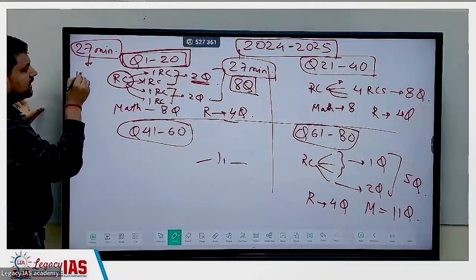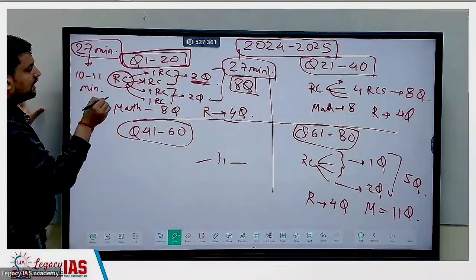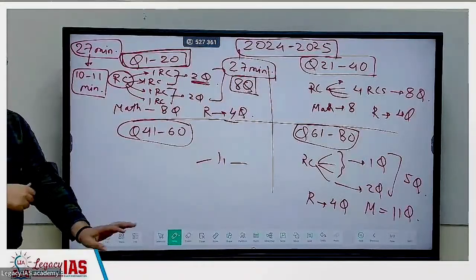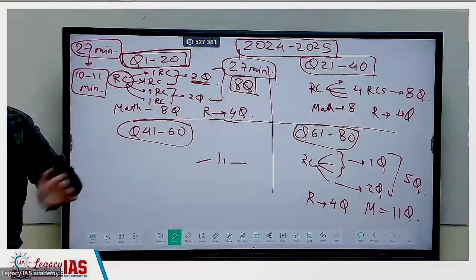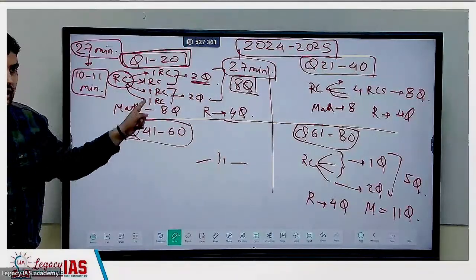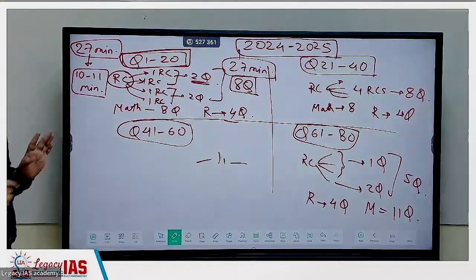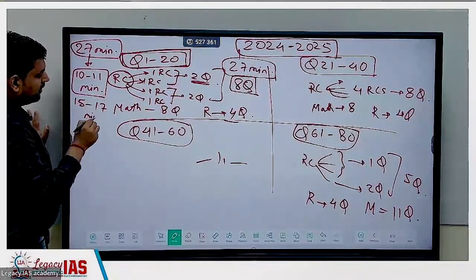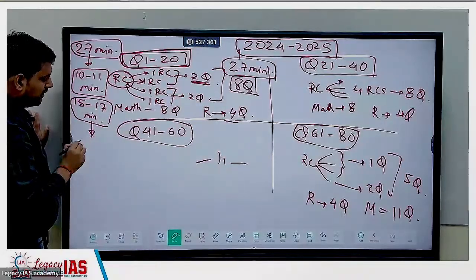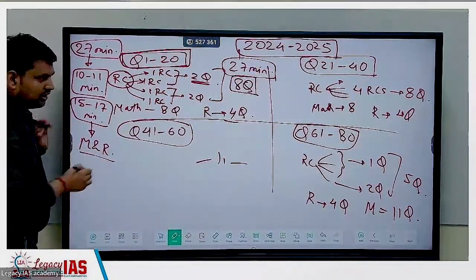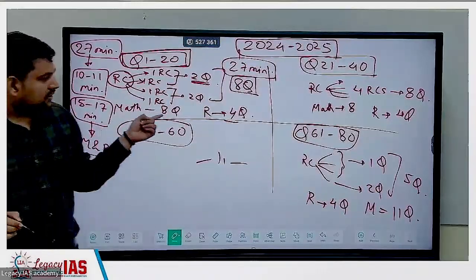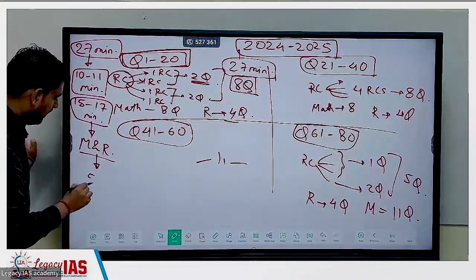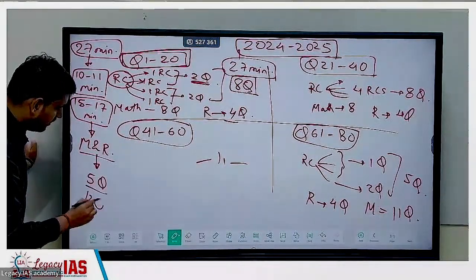So in the first 10-11 minutes, I want you to be done with all these 8 questions of RC. If you don't want to attempt 1 or 2 questions, that's fine. But whatever RC you want to do in this section should be done in 10 or 11 minutes. The next 15 to 17 minutes are for your math and reasoning. In this, you have 8 questions and 4 questions, so 12 questions. All you want to do is 5 questions out of these 12.